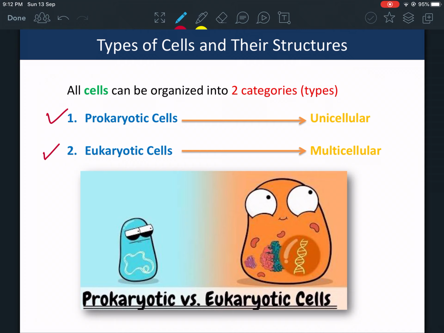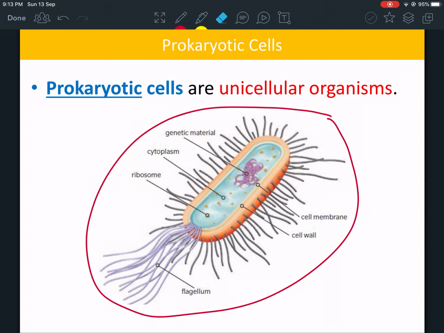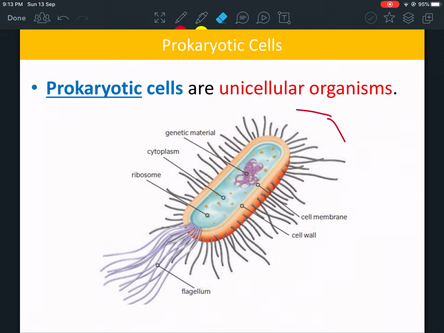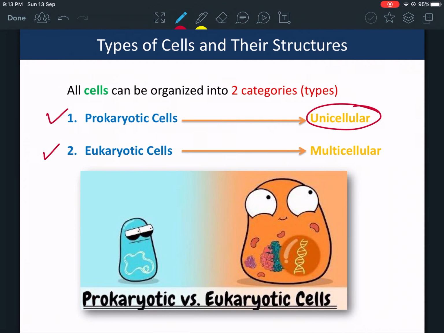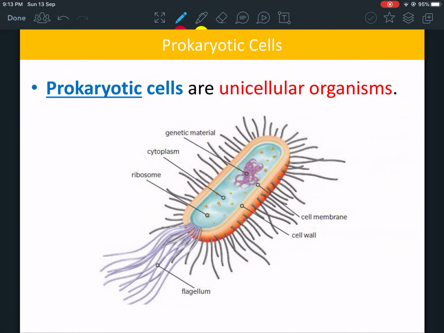And the prokaryotic cells are the unicellular organisms. Today, this is what we're going to be talking about, the prokaryotic cells. Okay, so prokaryotic cells are unicellular organisms. This is the prokaryotic cell. Okay, what I want you to know is that it has certain organelles. Now, the prokaryotic cell organelles are different from the eukaryotic. Not completely, they have a lot in common, but some of the cells are different. We'll talk about eukaryotic later, next week. Now we're just going to talk about prokaryotic cell.